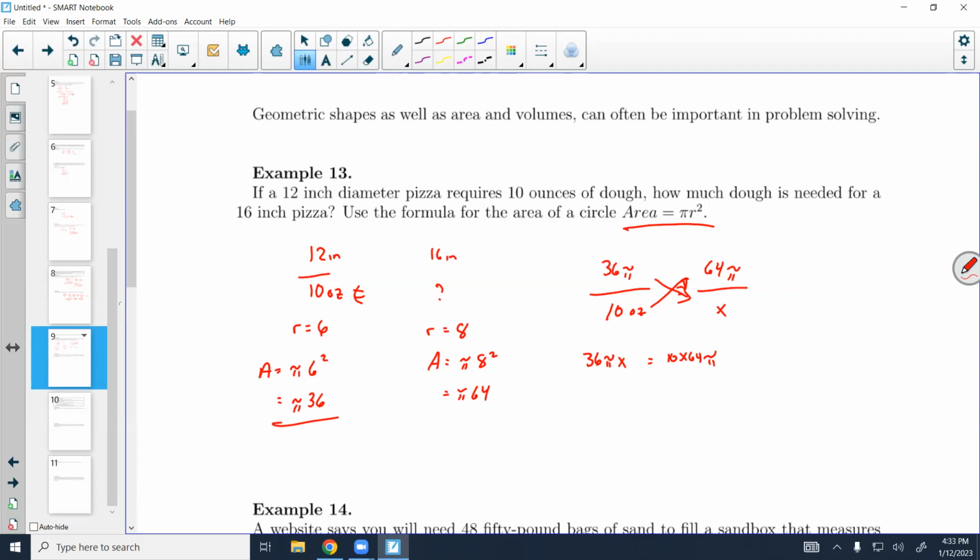So the first thing I can do, well, let's do this first. Go ahead and multiply. I have 36 pi times x equals 640 pi. I can divide both sides by pi, right? So now I have 36x equals 640. Now all I do is divide 640 by 36. And I get x equals 17.7777 repeating, which I would round to 17.78 ounces.